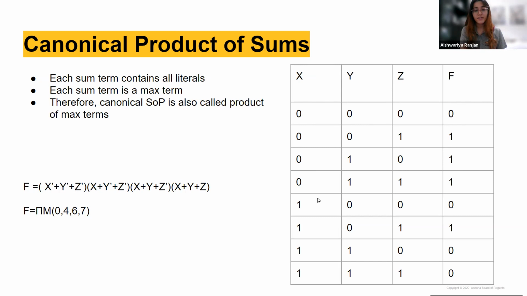Similarly, you're gonna extract the other terms for which your F or output is 0. And then you multiply them together. You put those terms together in multiplication. And the formal way to write this would be this. So F equals pi capital M, because these are max terms. And then in the brackets, you're just going to write the numbers for which you got the output as 0.